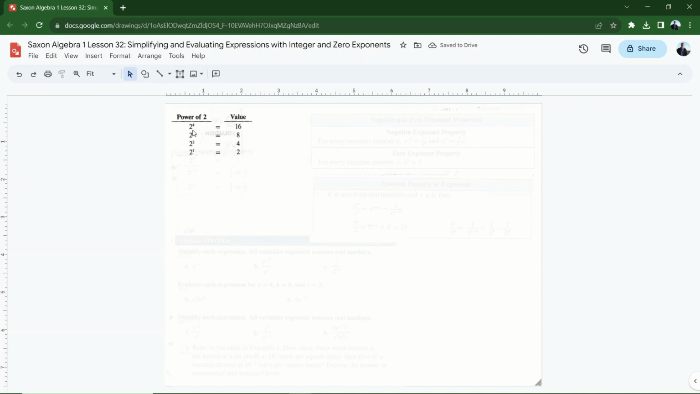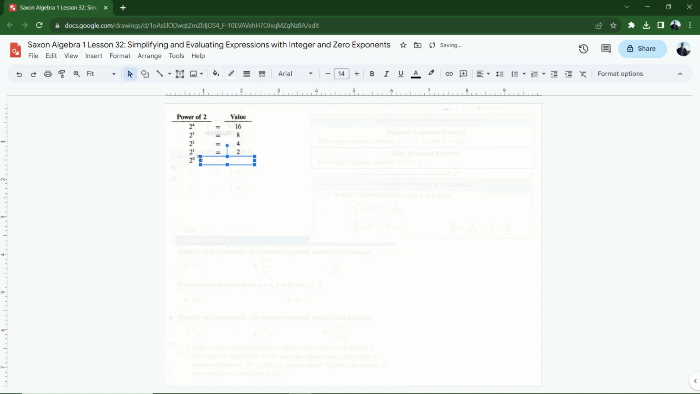Now, this is familiar. Here are some powers of 2. 2 to the fourth. 2 times 2 times 2 times 2 is 16. 2 to the third, 2 times itself 3 times is 8. 2 times itself 2 times is 4. 2 to the first you can make sense of. We just have 2 there. That equals 2. But now what happens when I go down one more value of an exponent and I do 2 to the 0?